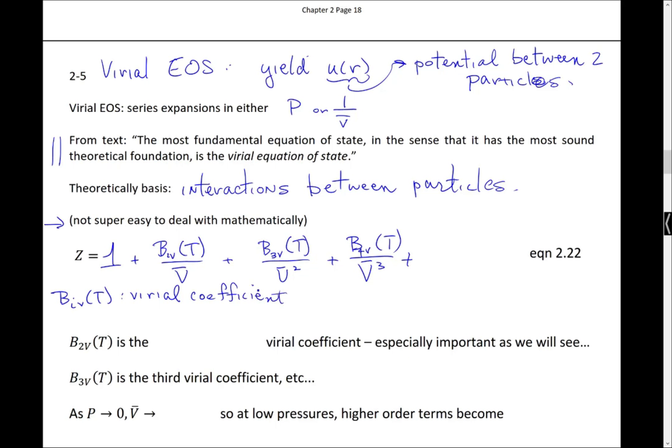And the reason that I put the temperature in there, and we're going to see this specifically for this B2V, is they are strongly dependent on temperature. So they're functions of T. Okay? All right. So the other thing I want to say about these, the one that we're going to focus on most is the B2V. That's called the second virial coefficient.